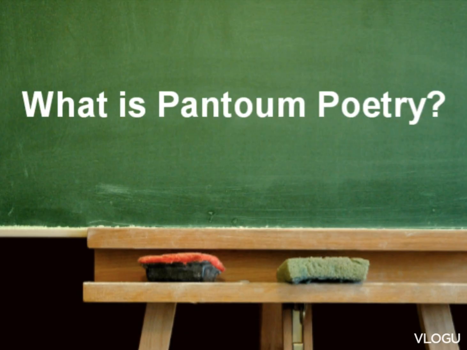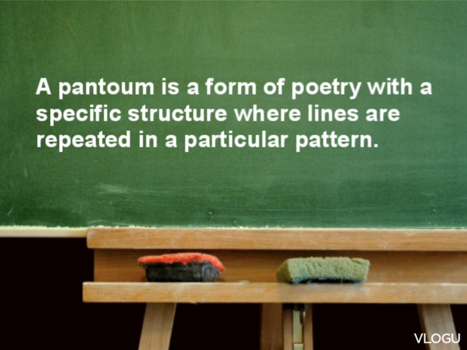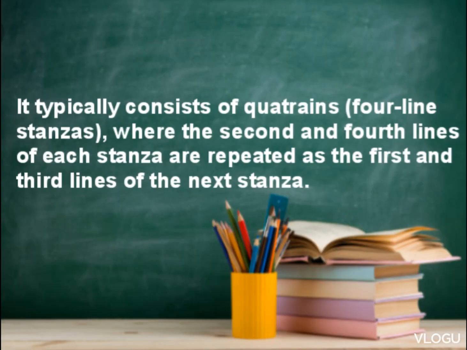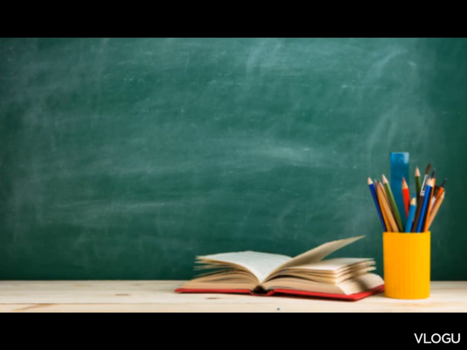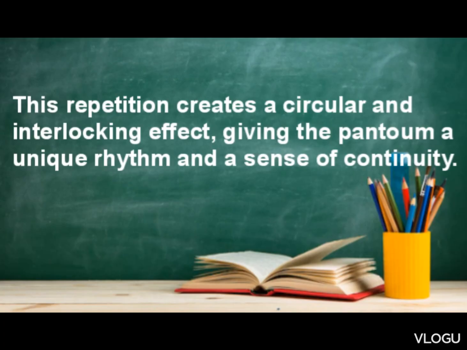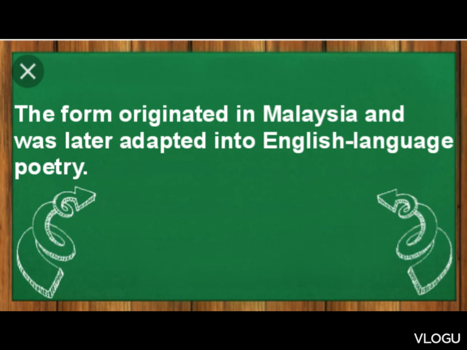What is Pantoum poetry? A pantoum is a form of poetry with a specific structure where lines are repeated in a particular pattern. It typically consists of quatrains, 4-line stanzas, where the second and fourth lines of each stanza are repeated as the first and third lines of the next stanza. The final stanza ends with the first and third lines of the poem. This repetition creates a circular and interlocking effect, giving the pantoum a unique rhythm and a sense of continuity. The form originated in Malaysia and was later adapted into English-language poetry.